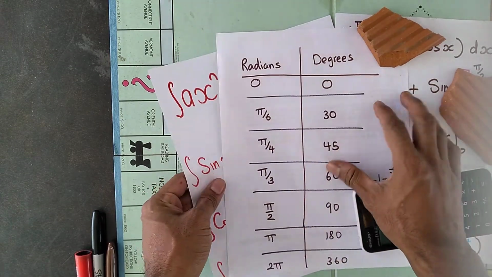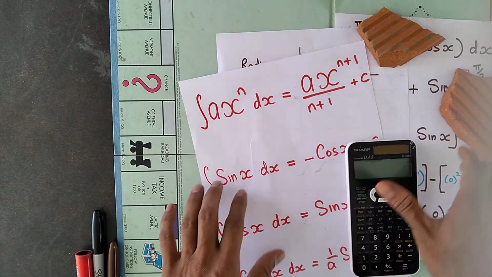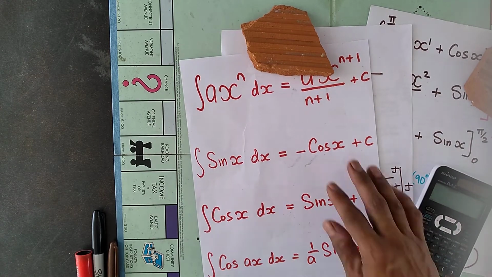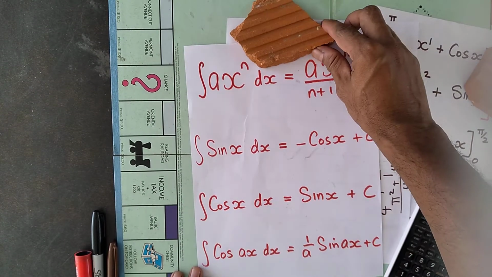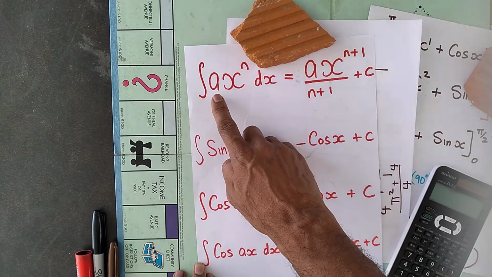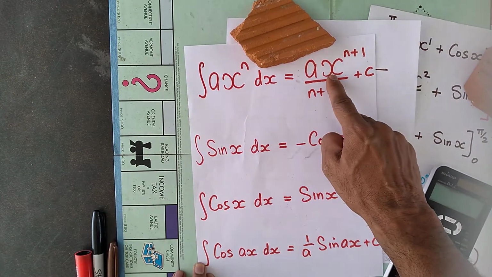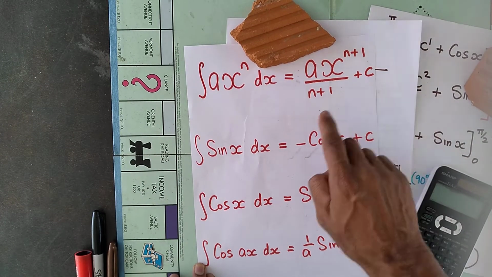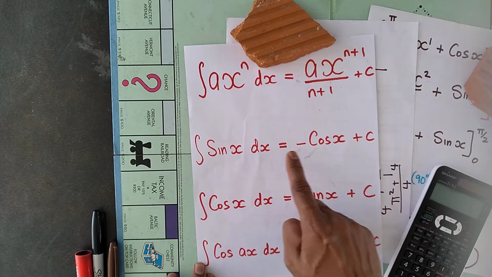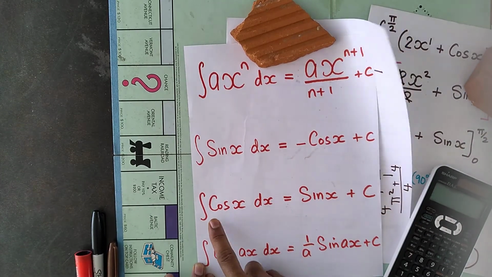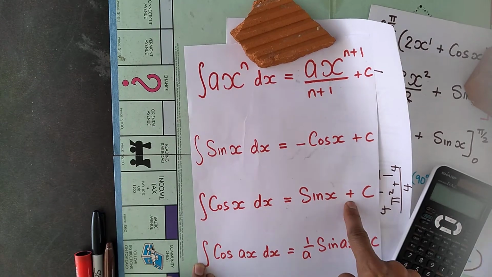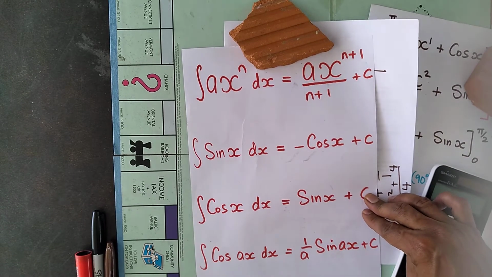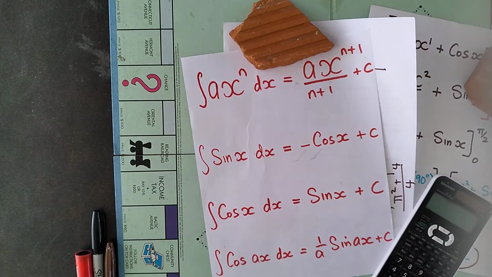The other thing I want to quickly review is how to integrate some basics. These are not all the formulas in integration, but it's mostly what we need for today. When you are integrating ax to the power n, by now you should know you add 1 to the power and divide by the new power. Whenever you integrate sine x, you get minus cos x plus c. You integrate cos x, you get sine x plus c. Integrating cos ax gives 1 on a sine ax plus c. These are just some of the formulas.